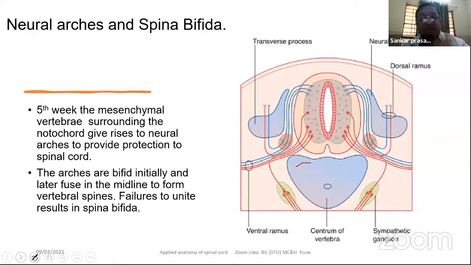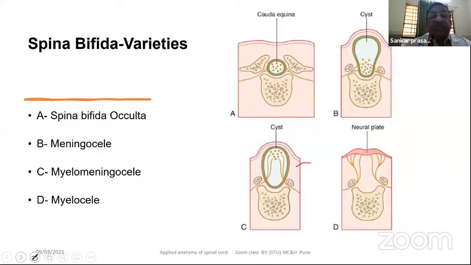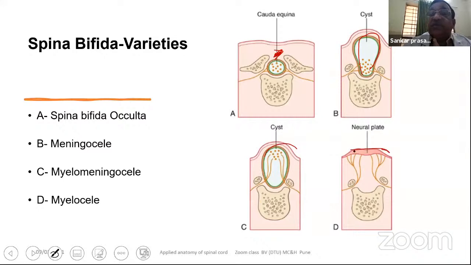Mind you, the vertebrae are anteriorly placed, the spinal cord is posteriorly placed, and all around the spinal cord there are pedicles which join to form the spines, the vertebral spines. Failure to unite results in spina bifida. So there is spina bifida occulta, which you can see is not connected here. There is a cyst protruding through the back, and there is a myelomeningocele, and there is a myelocele. There is the neural plate itself.